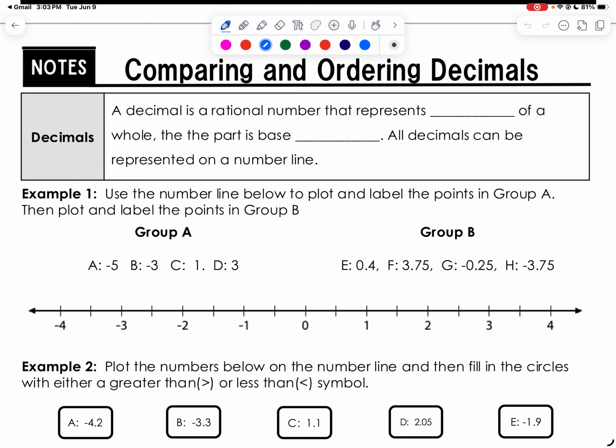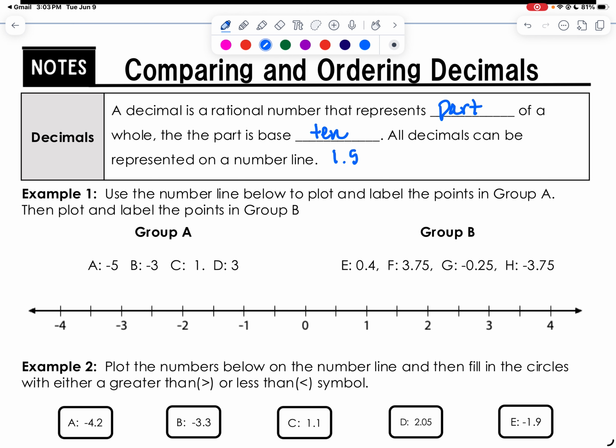In today's lesson, we will be comparing and ordering decimals. Before we do, let's look at a definition. A decimal is simply a rational number that represents part of a whole. The part is base 10. All decimals can be represented on a number line. So, for example, if you had the decimal 1.5, you have one whole and 5/10, or you have 1.5 of something.